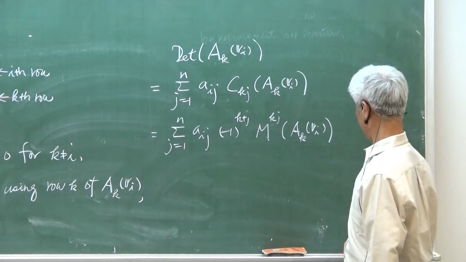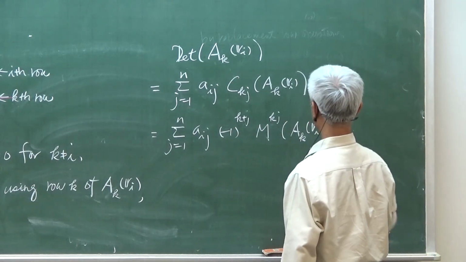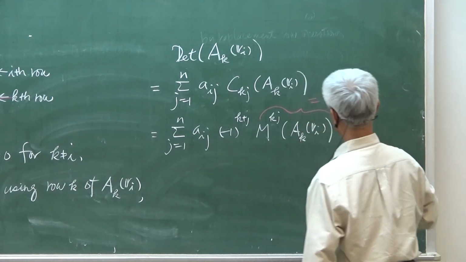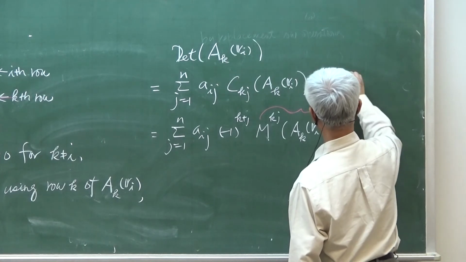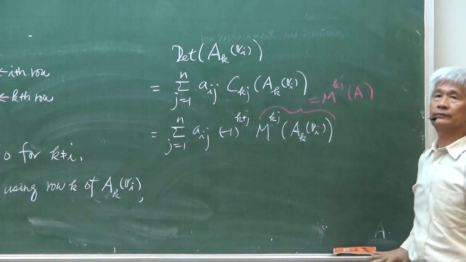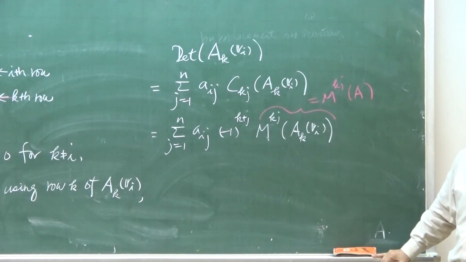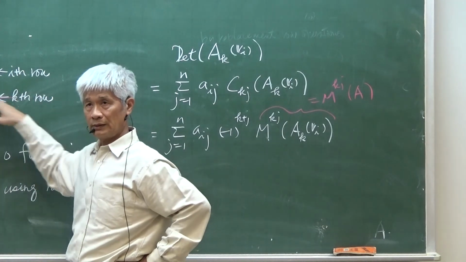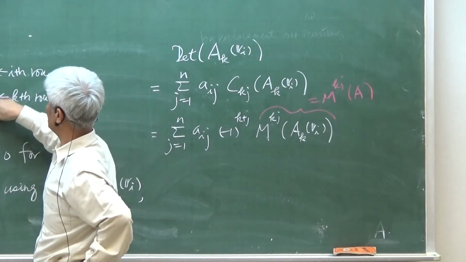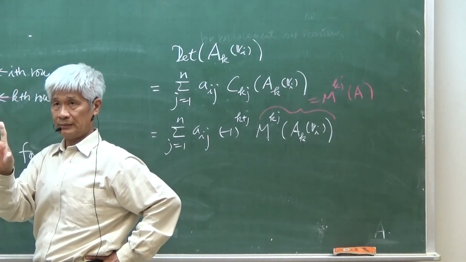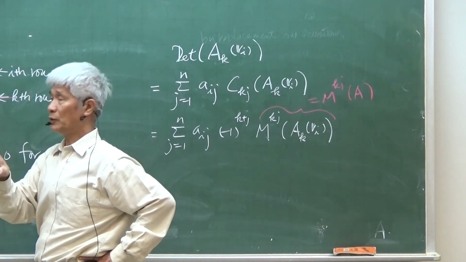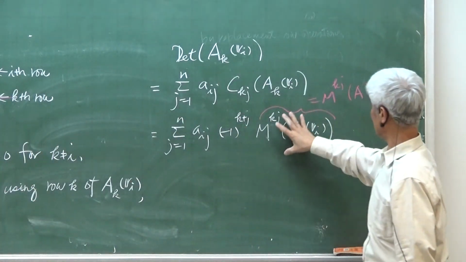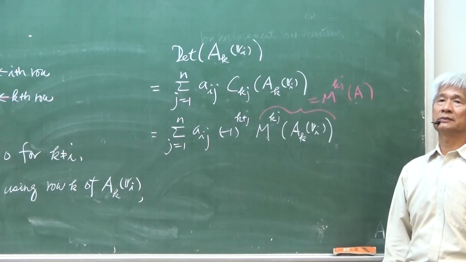When we do so, you can see that this one is equal to the minor, the Kj minor of A. That is the trick, because we eliminated the Kth row. So when we eliminate the Kth row, the other rows are the same as the original A matrix. And when we eliminate the jth column, we end up with the same submatrix. So this matrix is equal to this matrix. That is the key point.